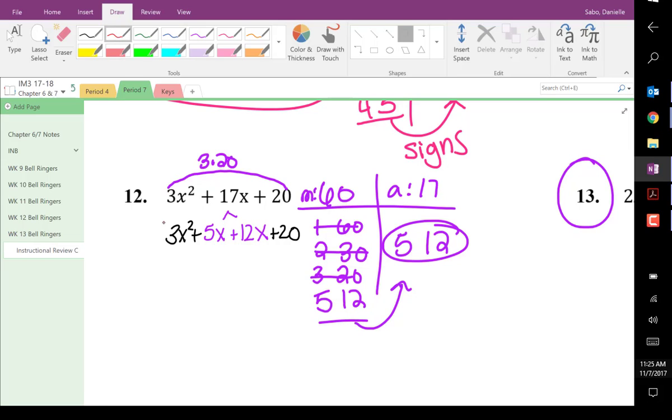Now I'm going to group the first two in red and then group the second two. Piece by piece. What is the greatest common factor between 3x squared and 5x? You see how 3 cannot divide into 5. So is there a number? Just one. Just one. What about the letters? X. Very good. So I can pull out an X. I'm actually going to write GCF here so that you know. We're going to divide each one by X.